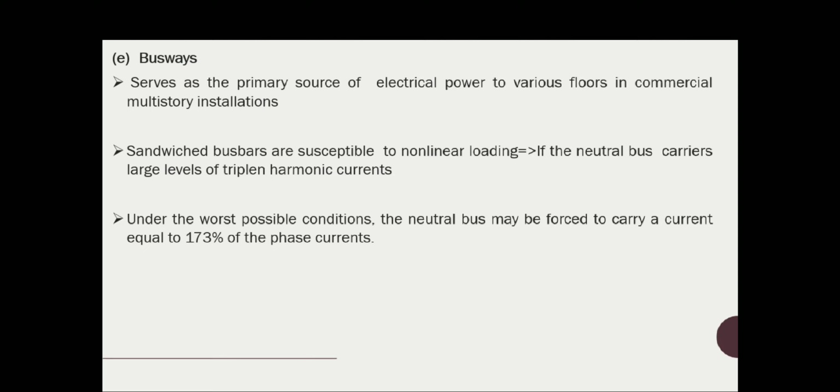This harmonic effect should be taken into consideration. Under the worst possible condition, the neutral bus may be forced to carry current equal to 173% of the phase current. These busways are mostly seen in multi-story installations. And in cases where substantial neutral currents are expected in your system, the busways must be suitably derated. It should be designed accordingly.